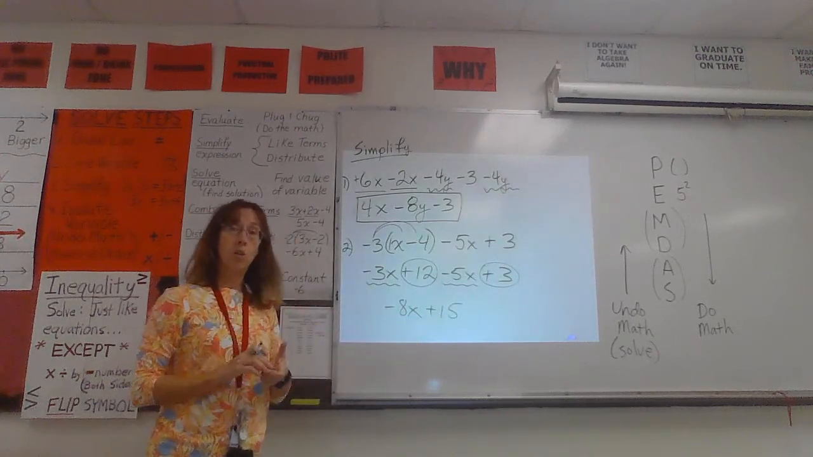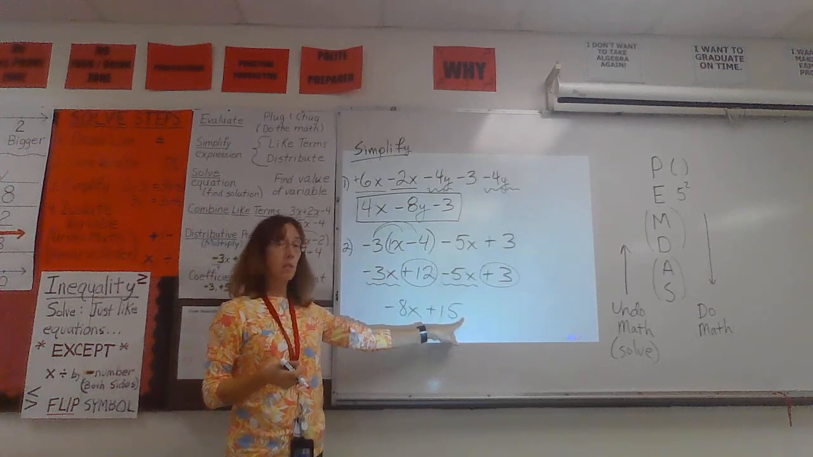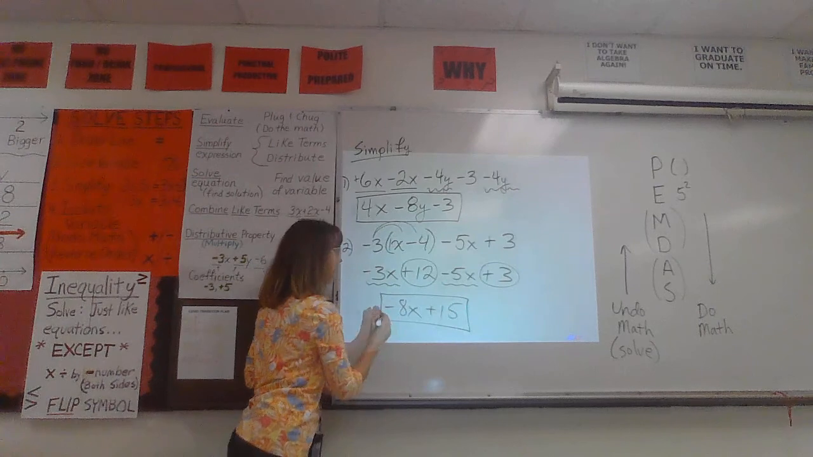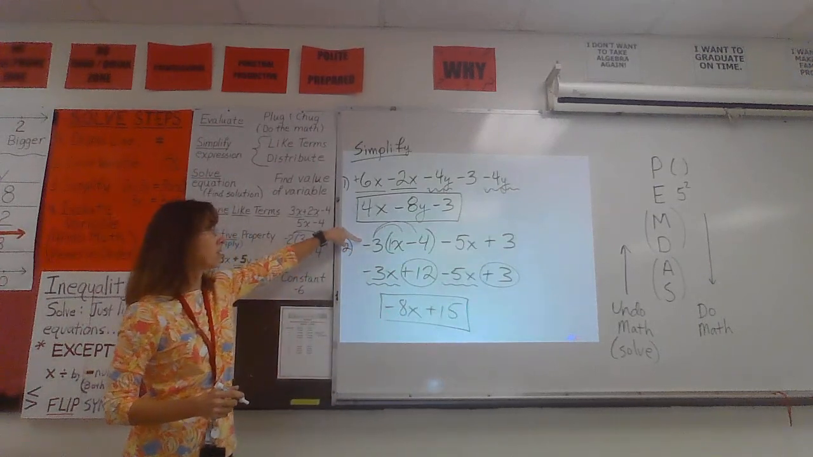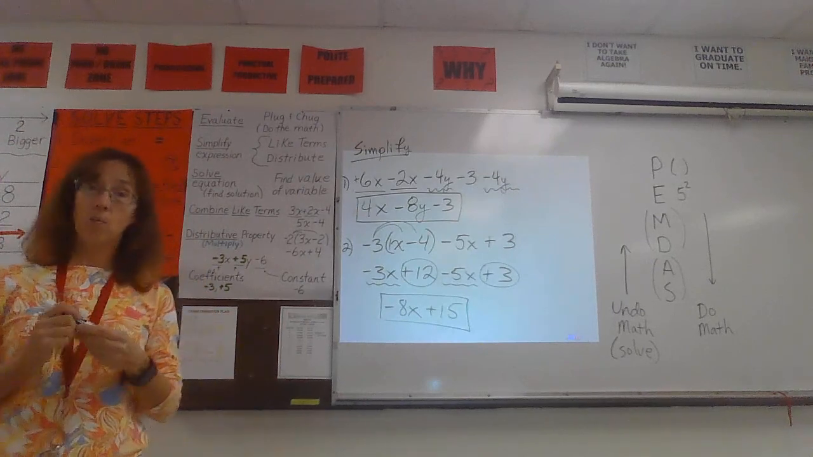Because they are not like terms. Had there been an x with the 15, then I could have combined them. But there is no x with the 15. They are not like terms. So this is my final simplified answer. This whole big thing up here simplified down to negative 8x plus 15. Okay, so you got to know when to stop.